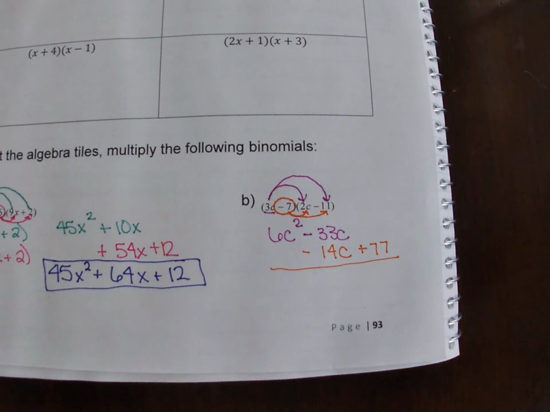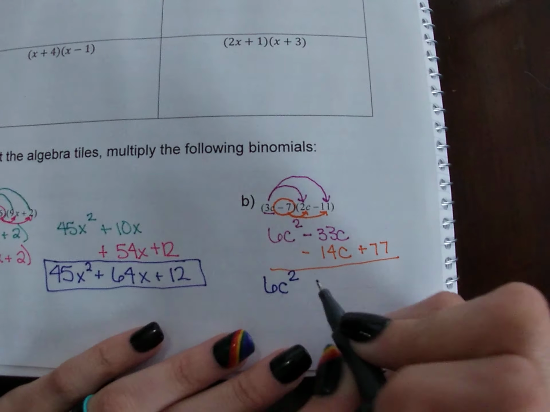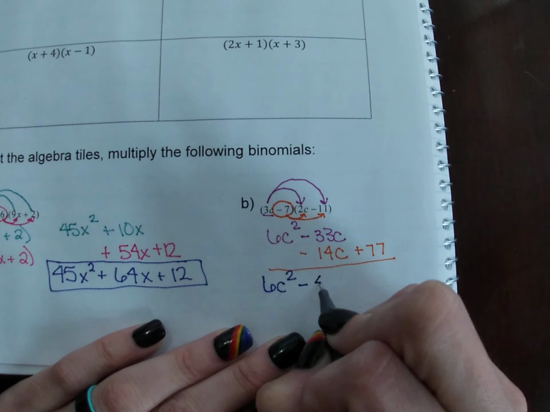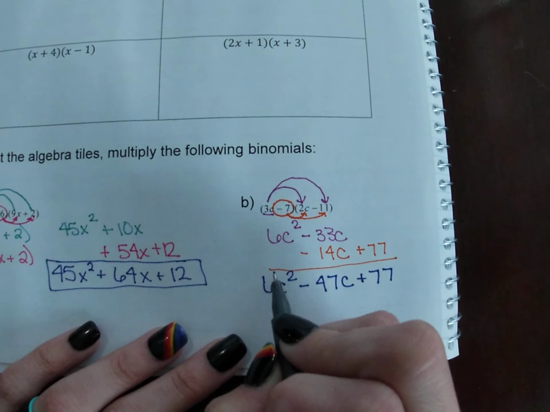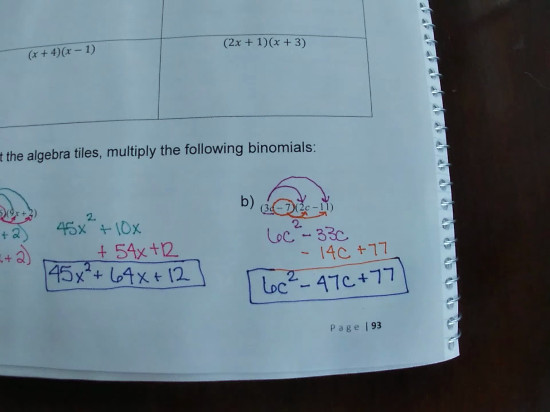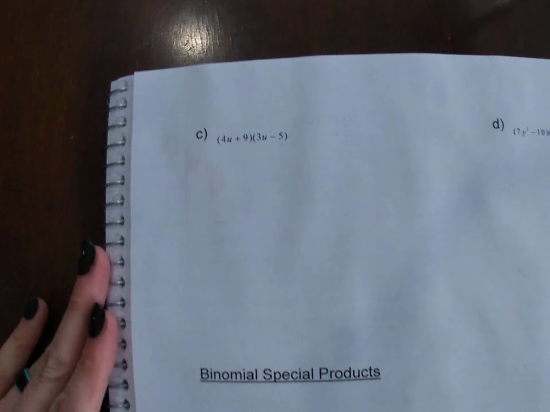Once I do that, I can combine my like terms, right? I already have them nice and neatly stacked. So that will give me a 6c squared minus a 47c plus a 77. Okay, so we look at our next page.